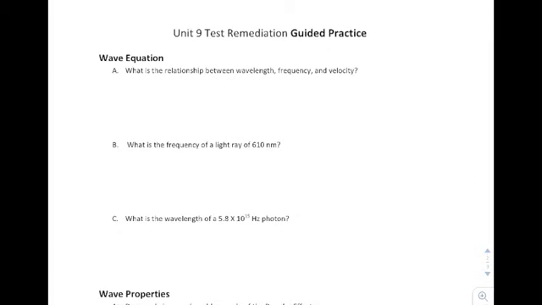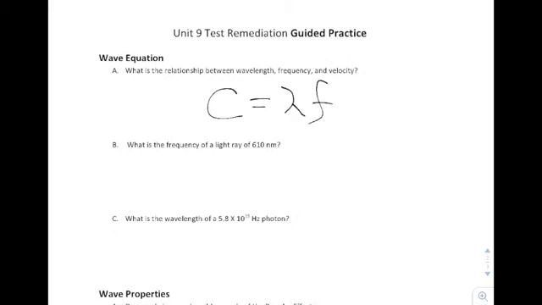It says, what is the relationship between wavelength, frequency, and velocity? Wavelength, frequency, and velocity is c equals lambda f, where c is equal to the speed of light, lambda is equal to the wavelength, and f is equal to the frequency.